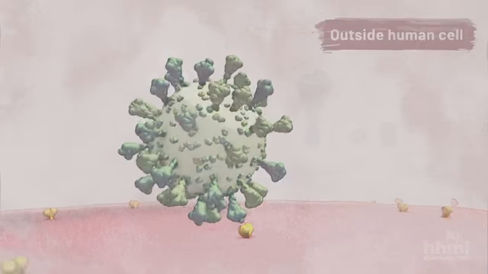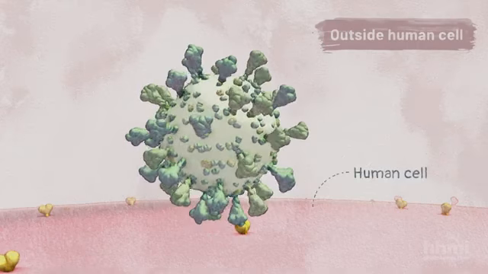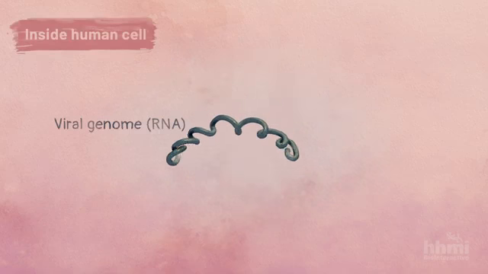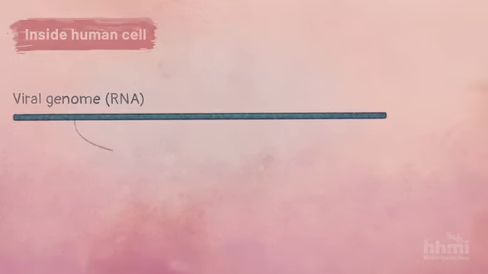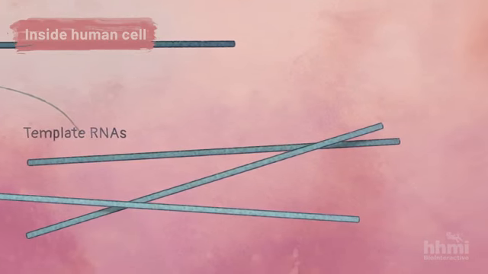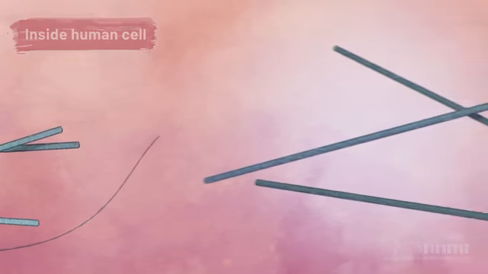When the virus infects a cell, its genome is replicated or copied. First, the virus makes strands of complementary RNA called template RNAs. The template RNAs are used to produce copies that match the original virus's genome.